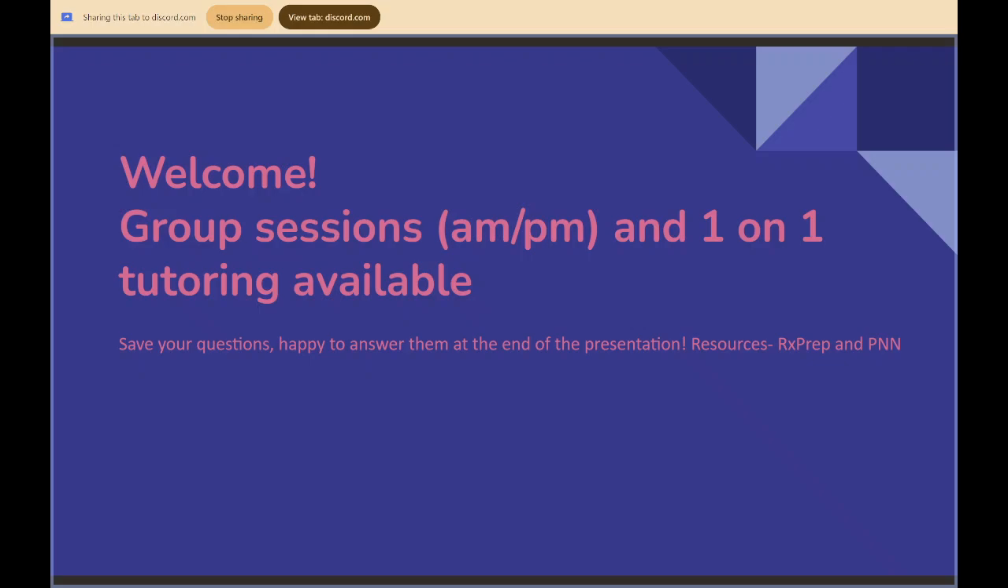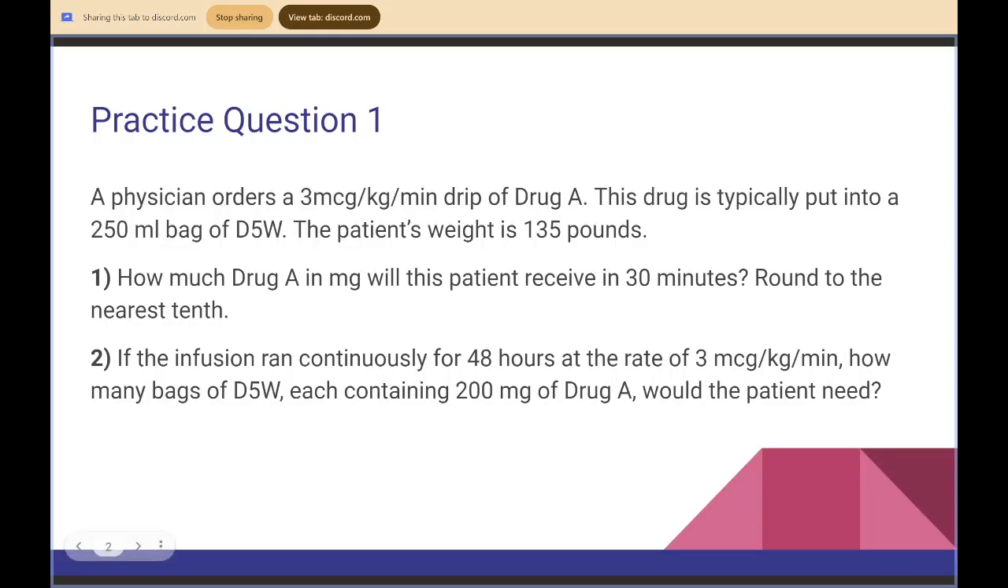So I'll read off the question and then we'll break it down using the whiteboard. When I'm done reading it, if you've worked it out, you can put the answer into the chat. And if you're not sure, you can put a question mark by your answer. So let's start with practice question 1.